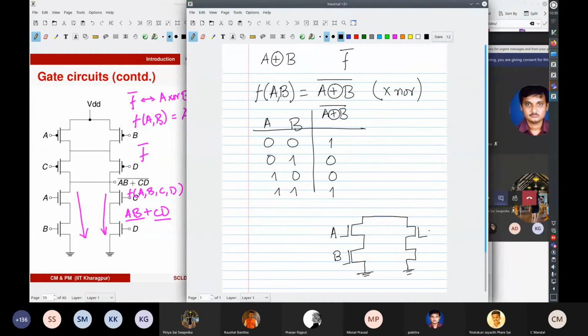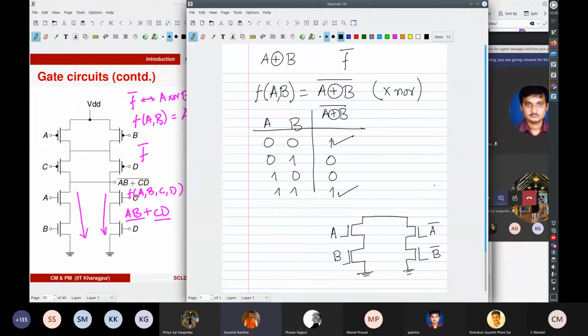So here I'm going to put A bar. Here I'm going to put B bar. So just check. When A and B are high, I'm going to have a conducting path to the ground. When both A and B are low, then also I'll have a conducting path to the ground. So I can check this and I can check this.